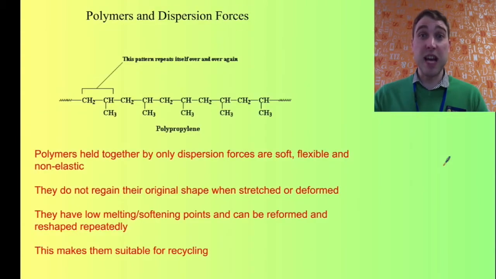Summarizing that, if you have polymers that are held together by only dispersion forces, they're not going to be particularly rigid. They're going to be soft, flexible and non-elastic, so they won't snap back to their position if you put force on them. They'll normally have low melting and softening points because it doesn't require a lot of energy to break those dispersion forces. So they're very good at being recycled. Your non-polar long chains can be recycled easily.